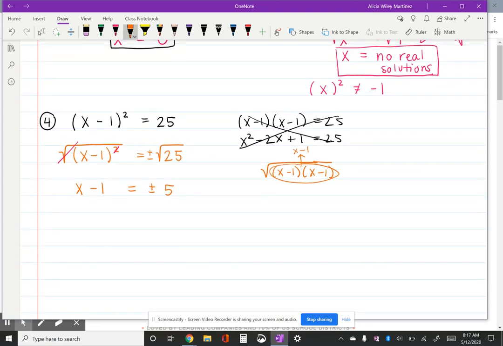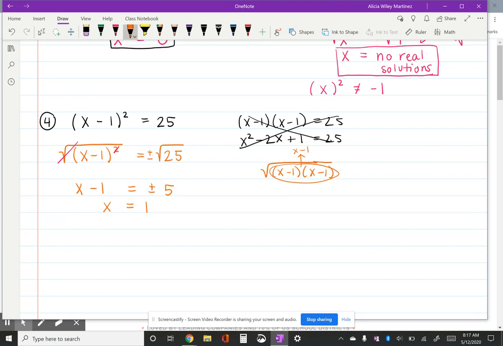So in this problem here, what we now have is x minus 1, and we need to get rid of the minus 1. On the other side, we have two values: a plus 5 and a minus 5. So what we can now do is add 1 on both sides. And do I add 1 to the positive 5 or to the negative 5?